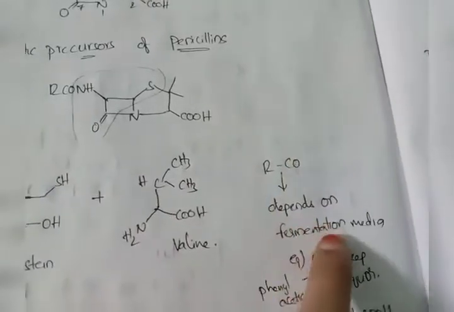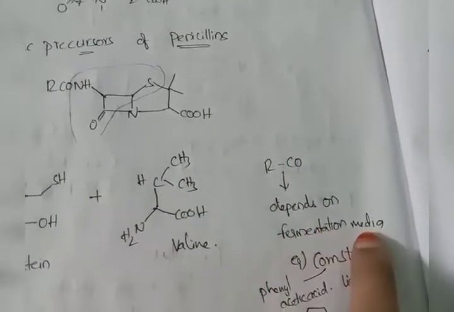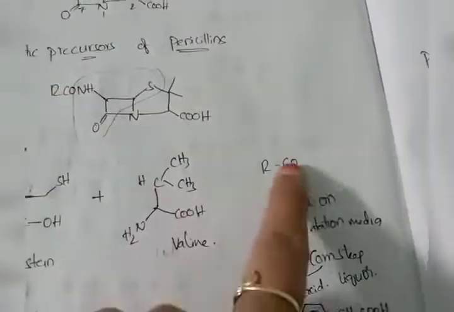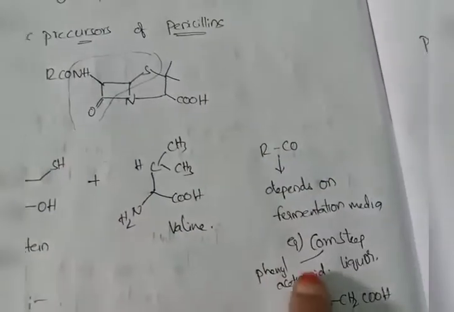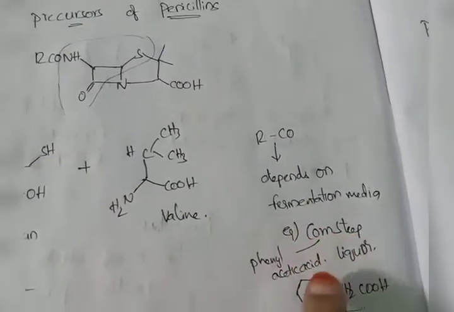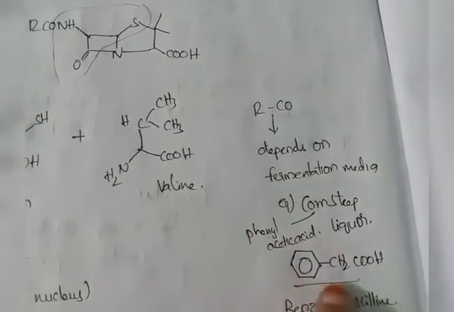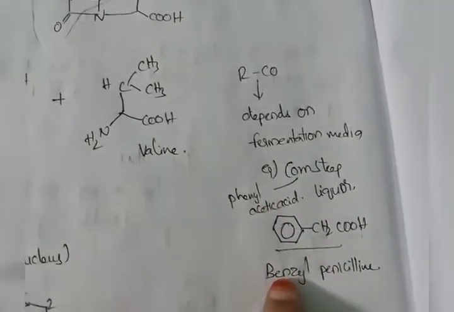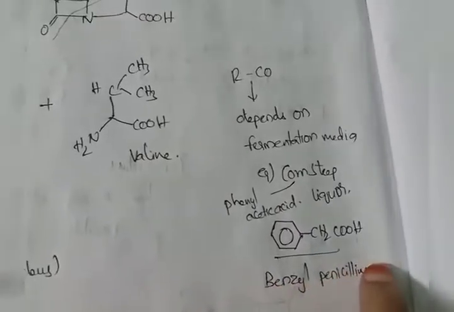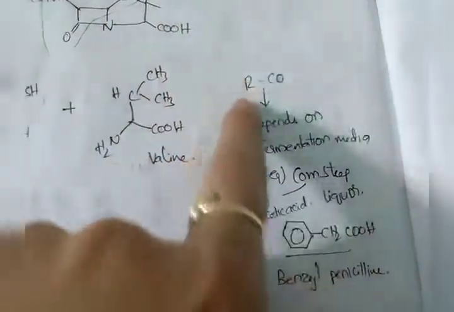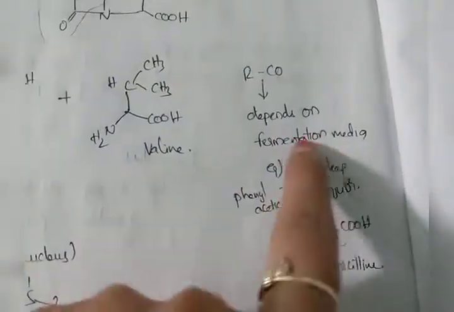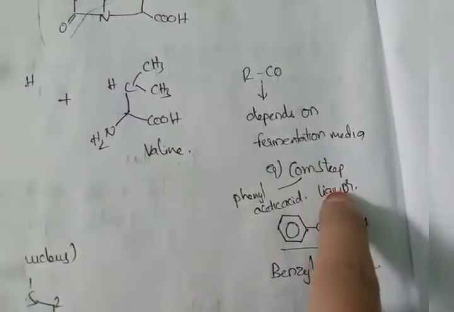Depending upon the fermentation media, this will be changed. If we use corn steep liquor for fermentation, it will give phenylacetic acid. This is that. Next, we are going to get benzyl penicillin. This will be based on the fermentation media. If we use corn steep liquor, we are going to get benzyl penicillin.